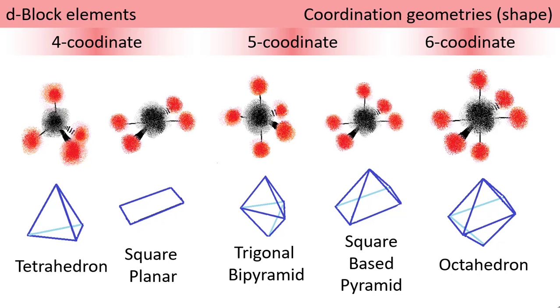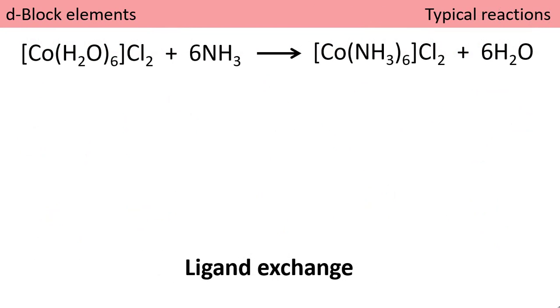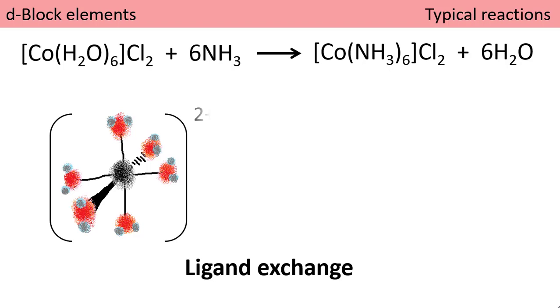Transition metals tend to form complexes with some coordinating species. Often these are ions, but they may be neutral ligands. In all cases, they tend to be elements from group 15, 16 and 17 from the P block. Now, I want to show you a typical reaction of a transition metal complex. One of the most common reactions is that of ligand exchange.